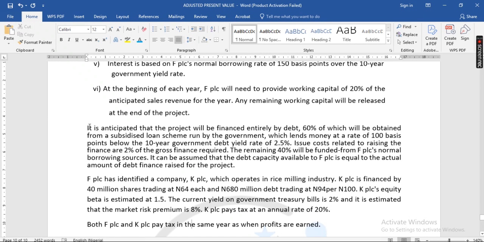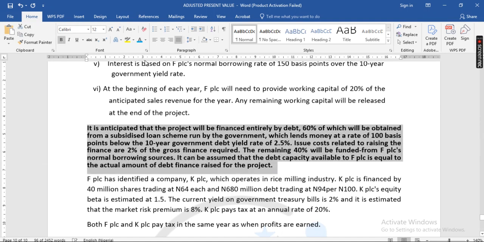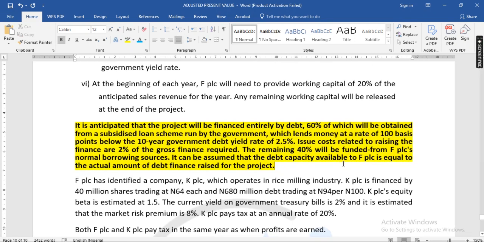Now, please pay attention to this part. It is anticipated that the project will be financed entirely by debt. All the project will be financed by debt, 60% of which will be obtained. Now, the question is telling you that the project will be financed entirely by debt.